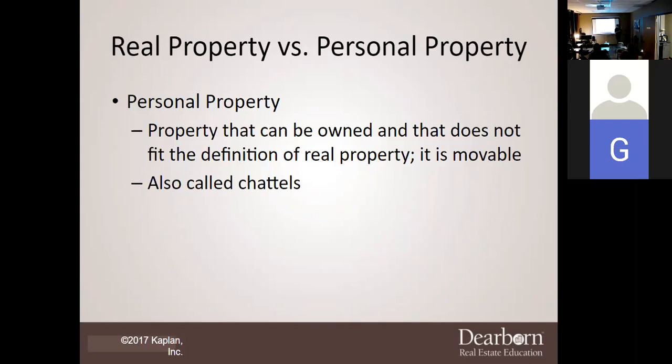Now, coming back to that, we know it's a permanent fixture, but he wants to sever them to make them back to personal property so he can take them with him. What exactly would you advise Mr. Jacob to do?